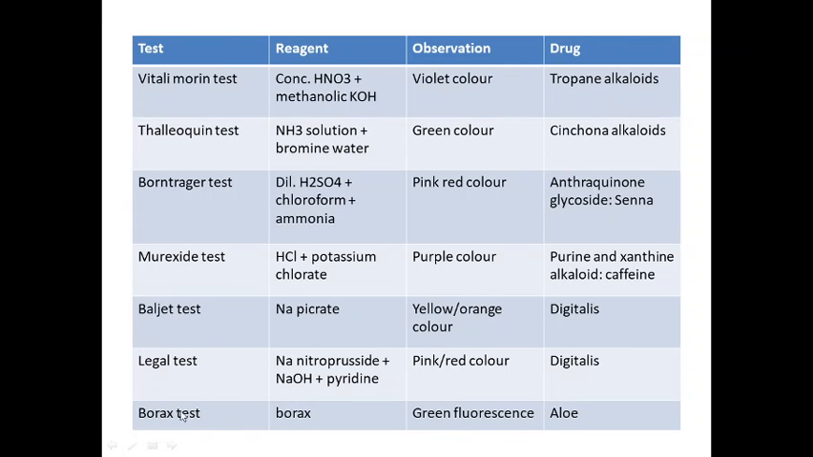Next is the borax test. We use borax as a reagent, and it is used for the identification of aloe, which contains the glycosides. So this aloe shows the green fluorescence in presence of borax.